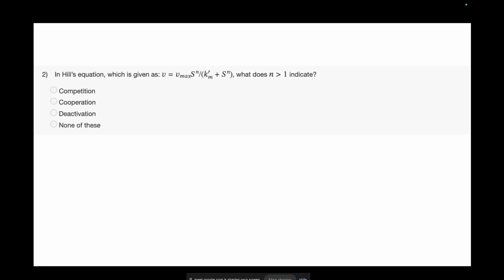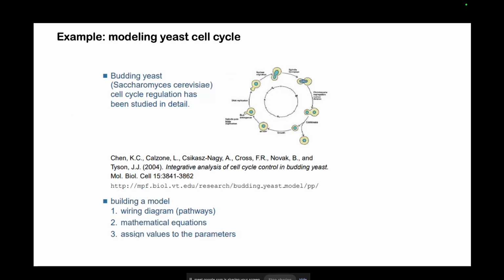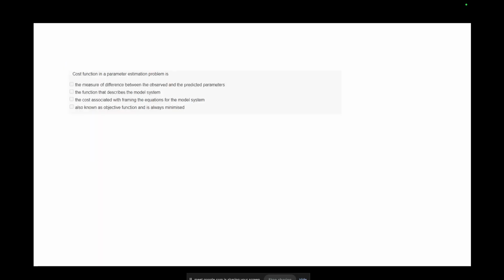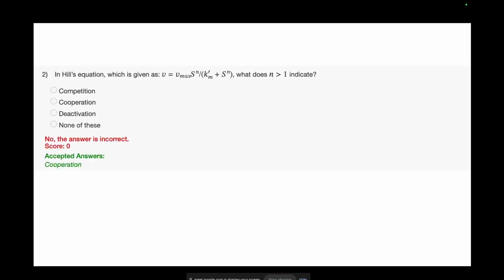Cooperation. Yeah, this we discussed. So if n is greater than 1, I'll quickly go back here. n greater than 1 is positive binding. n less than 1 is negative binding. And n equal to 1 is independent binding. So there is no positive or negative involved in this. So yeah, cooperation.